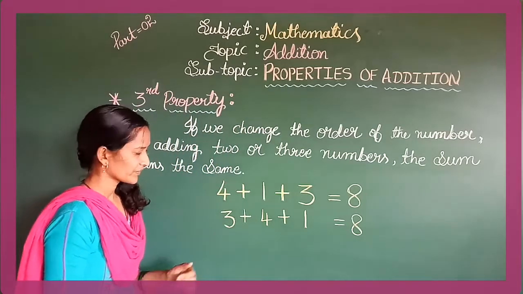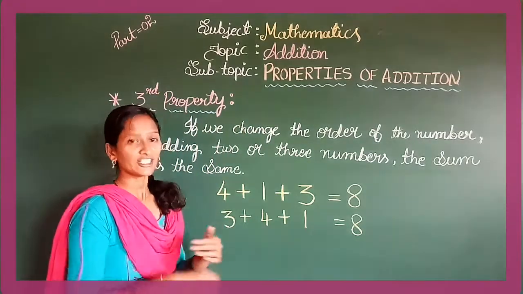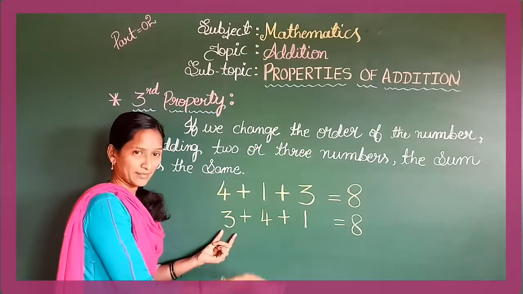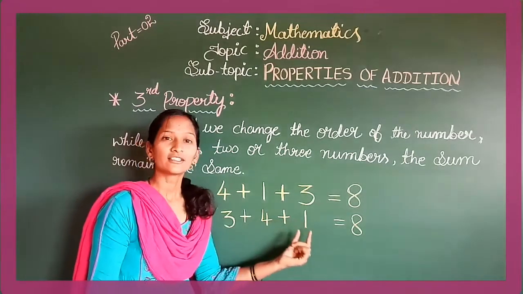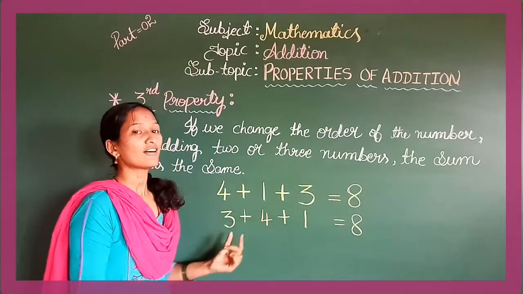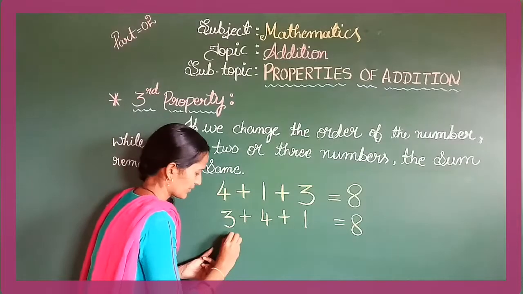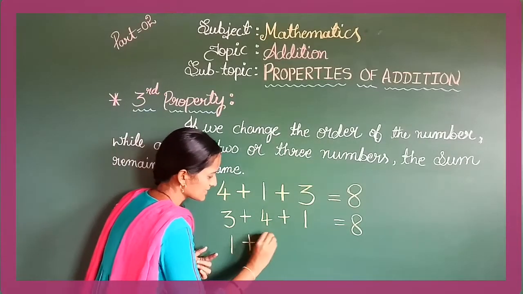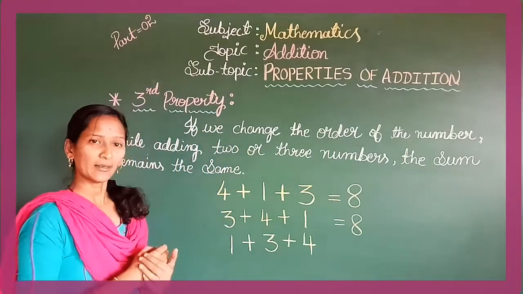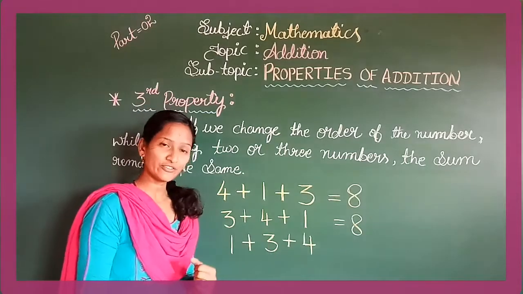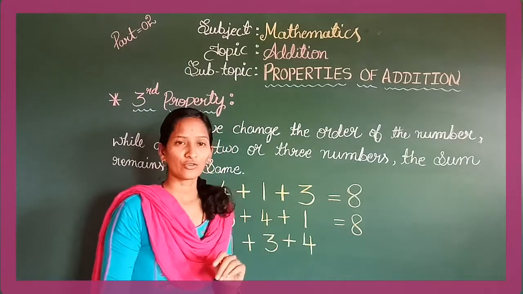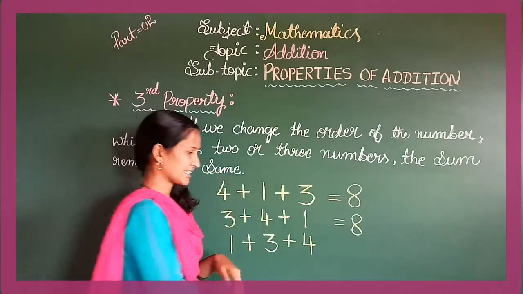Yes, now look here. Once again I am changing the order. Yes, here is 3, right? This 3 goes to the second place, and 4 goes to the third place, and the number 1, which is in third place, comes to the first place. So look here, 1 plus 3 plus 4. So now I am adding the numbers. See, 1 plus 3. What is 1 plus 3? 1 plus 3 is 4, right? So 4 plus 4. 4 plus 4 is 8.